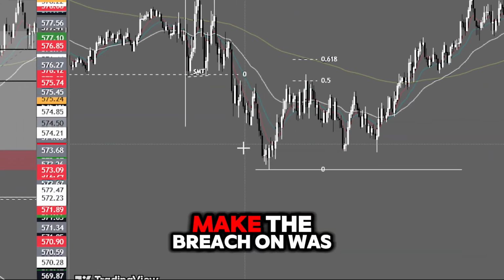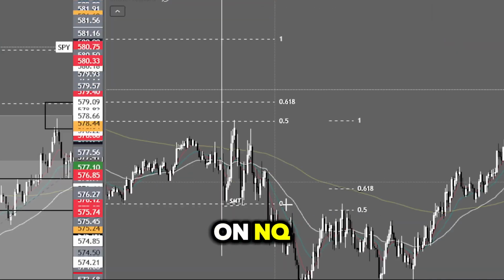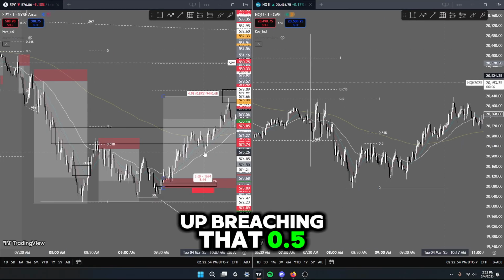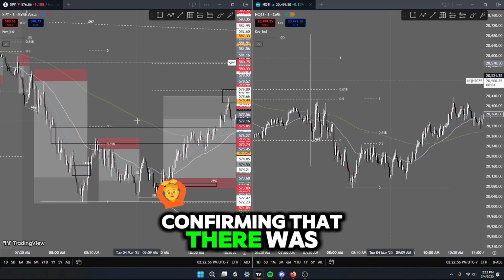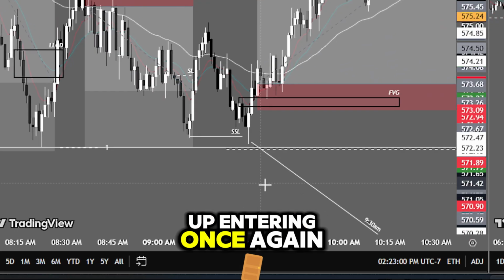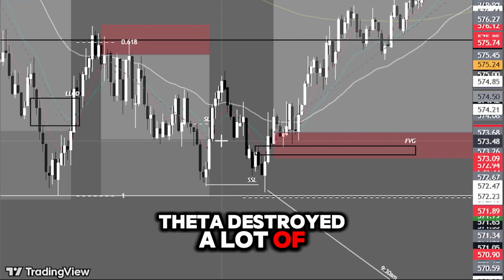But what we did make the breach on was NQ. As we notice, same thing, and we did end up breaching that 0.5, confirming that there was a grab for liquidity. From there, I ended up entering once again. Theta destroyed a lot of my trade.